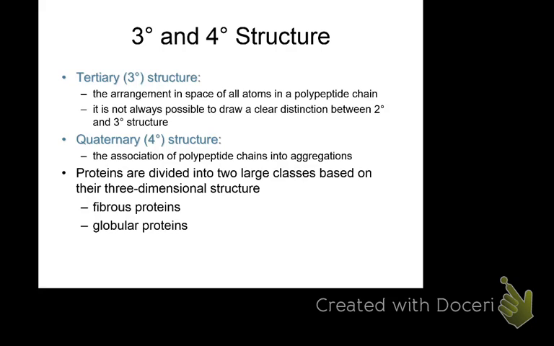Like hemoglobin or myoglobin. Probably myoglobin would be the textbook globular protein. I mean, it's got globin in the name. Whereas, what would be an example of a fibrous protein that we've already talked about? Collagen. Collagen is like the textbook example of the fibrous proteins.